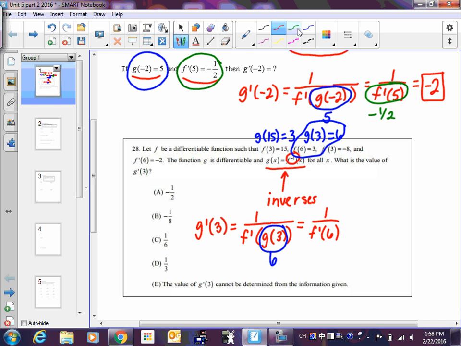Now we've got to find f prime of 6. They're a little nicer to you about this one. I guess they figure you got this far, we'll go ahead and give you the rest. f prime of 6 is -2. So what's the answer? A. So if you know this formula, this problem doesn't really turn out to be that bad at all. That's why we want to know the formula, because these problems tend to not be that bad.